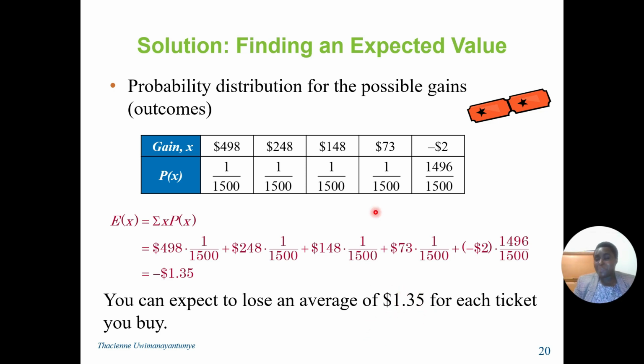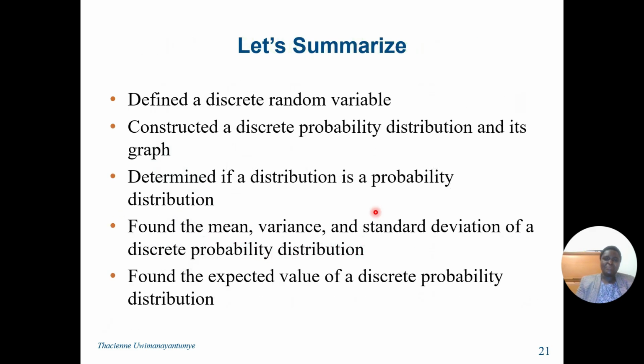So this is the expected value, and I hope now you understand what is expected value and what is the mean. The mean and the expected value are the same. All right. If we summarize, we have defined a discrete random variable. We have constructed a discrete probability distribution in the graph, and we have determined if a distribution is a probability distribution, and we have also found the mean, the variance, the standard deviation of a discrete probability distribution, and we have finally found also the expected value of a discrete probability distribution.